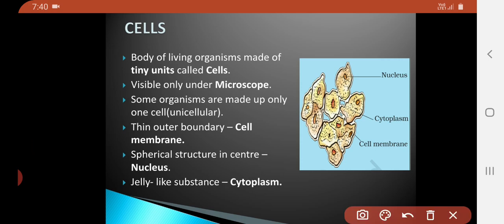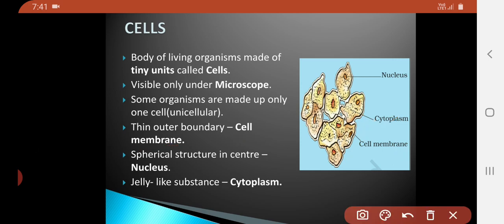Next, coming to the parts of the cell. First, the cell membrane. Just as our houses are protected by a compound wall, likewise cells are protected by the cell membrane. It prevents the entry of germs into the cell. It acts as a protective layer. It is a thin outer boundary, and it is called the cell membrane.